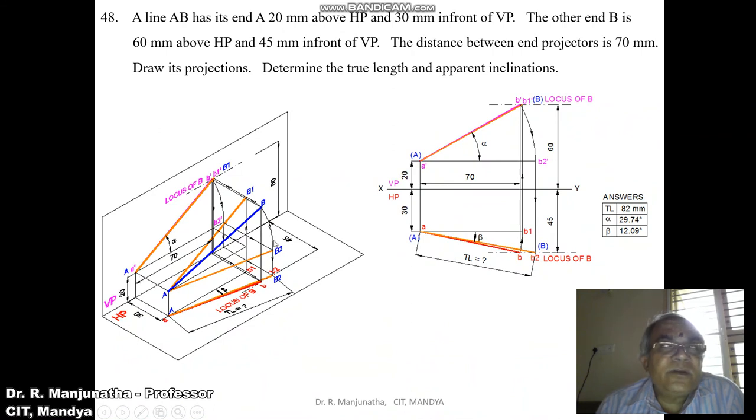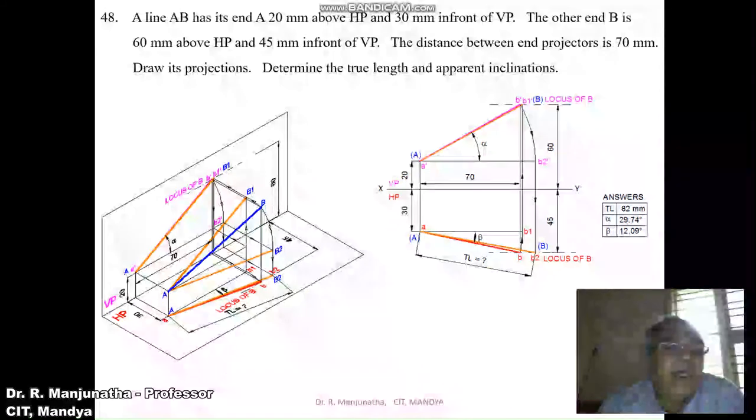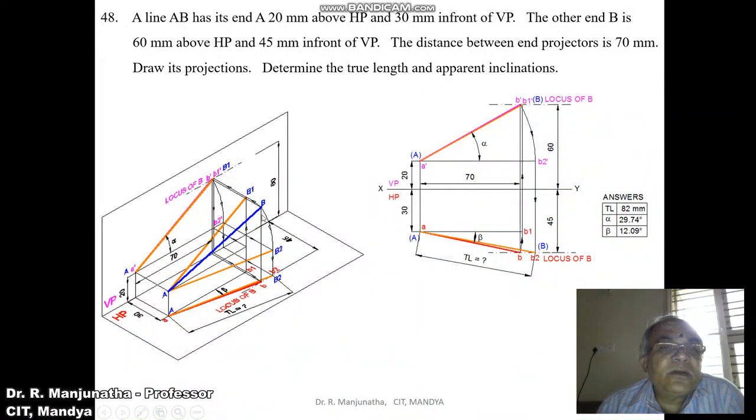Similarly, we want to find the true length in HP. So you make the line parallel to HP. A is above HP by 20 mm, so B should also be above HP by 20 mm.